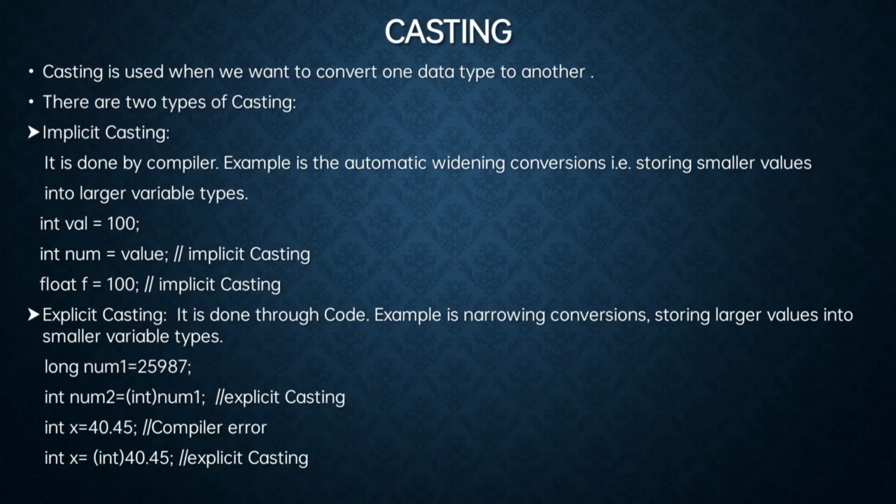Now explicit casting, it is done through code. An example is narrowing conversion, storing larger values into smaller variable types. That is long num1 = 25987, int num2 = (int) num1. Here we are typecasting num1 to an int variable. So int x = 40.45 will give a compile time error. int x = (int) 40.45 is called explicit casting. So we are typecasting a float value into int.